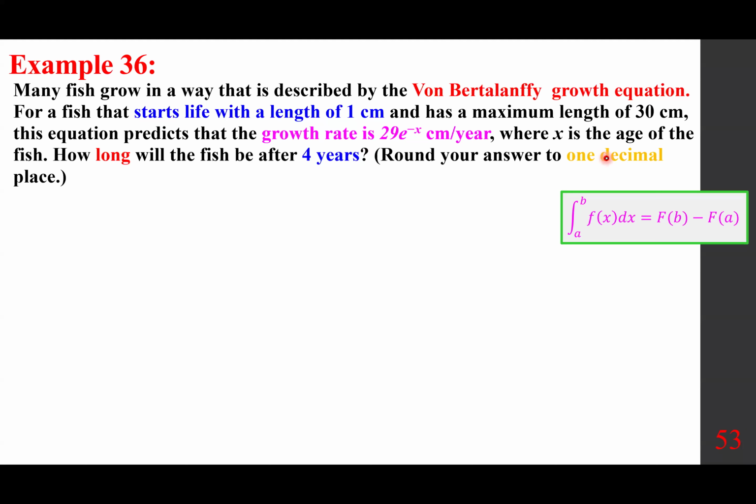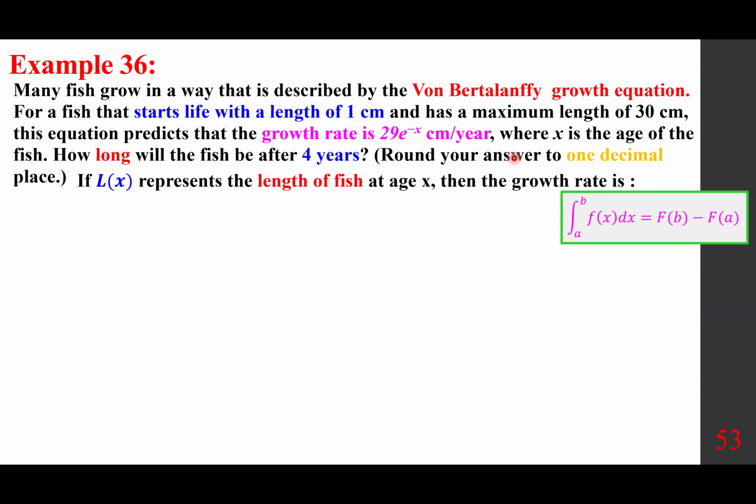So this is the growth rate. This is the derivative. We let L of x represent the length of the fish at age x. Then the growth rate becomes this derivative, L prime or dL/dx. So L prime, or dL/dx, is this. And the initial value is that it's 1 centimeter. So L of 0 is 1. That's the initial value.